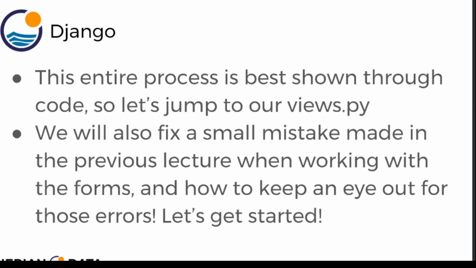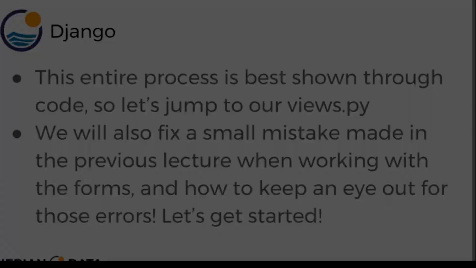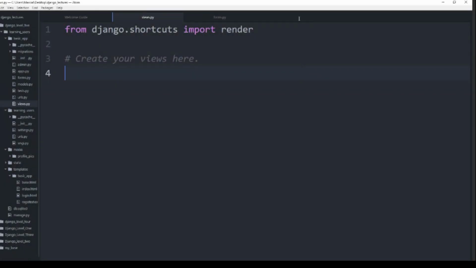This entire process is best shown through code. So we are going to jump to our views files and code through it all. And we also fix a small mistake made in the previous lecture when working with the forms and how to keep an eye out for those errors. So we'll start by fixing that small mistake and then we'll jump to the views.py file. Let's get started in the code editor.